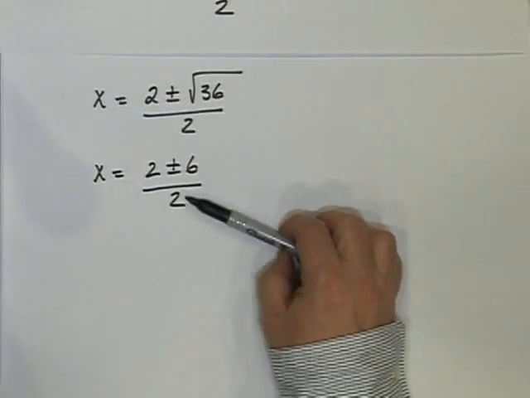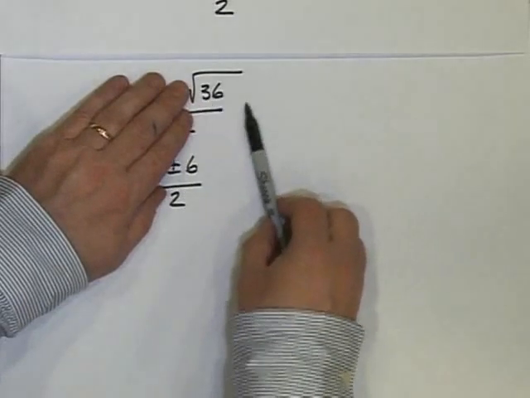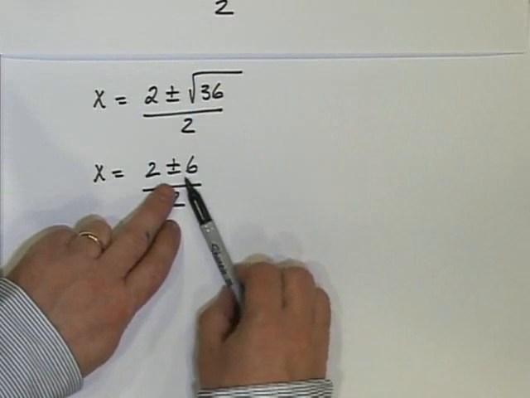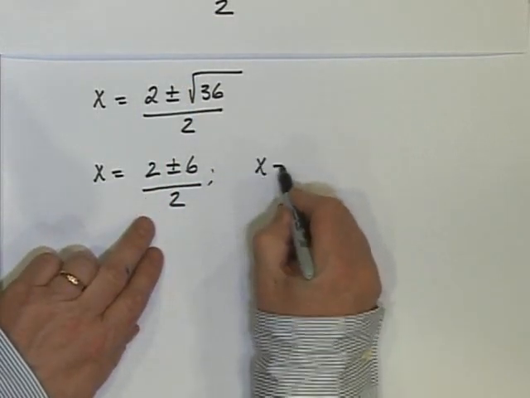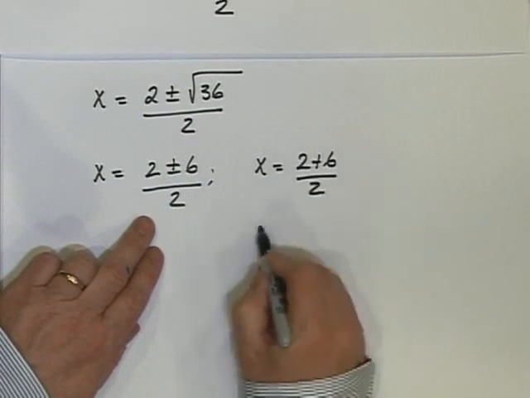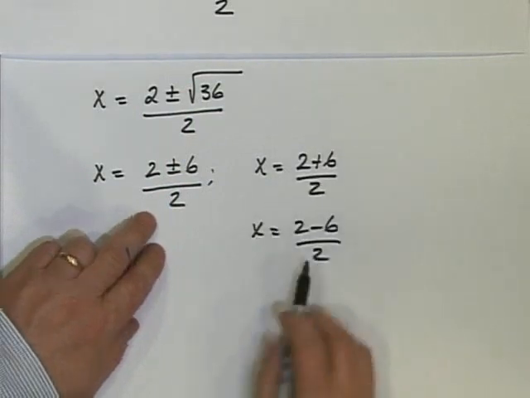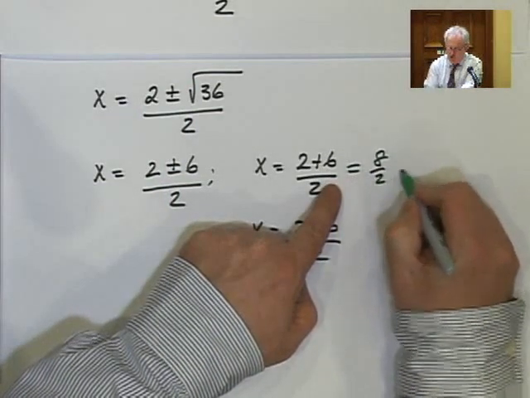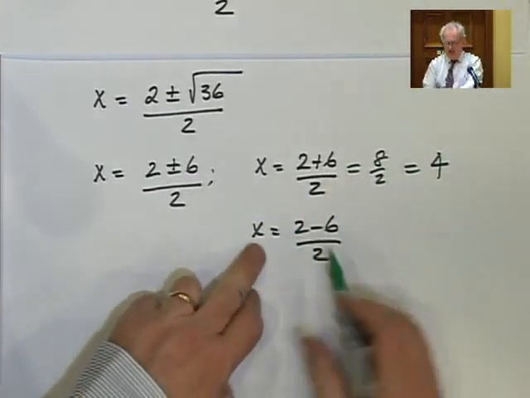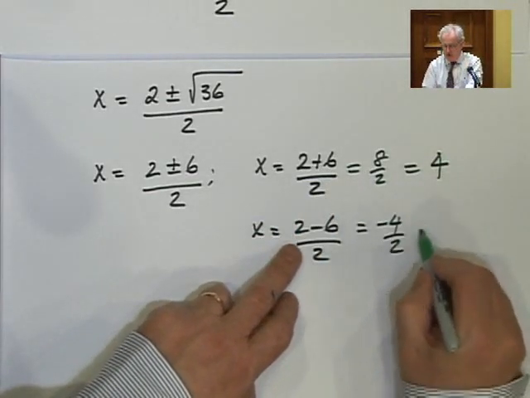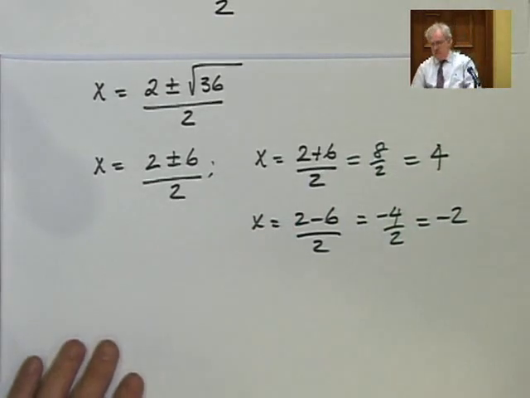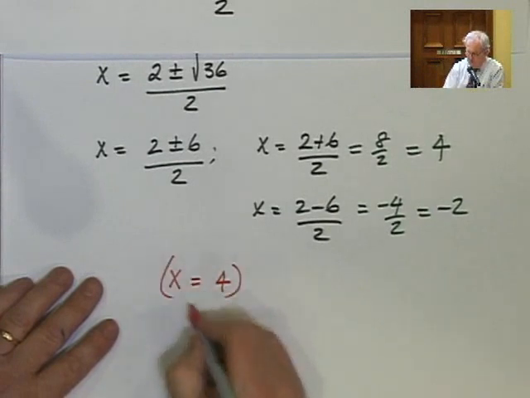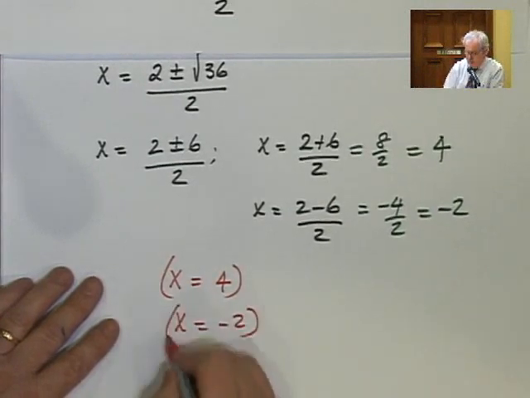The reason the plus or minus exists is that when you take the square root of 36, it could be plus or minus 6. And that's why we wanted that there. So let's take the first option. X is equal to 2 plus 6 over 2. X is equal to 2 minus 6 over 2. Well, 2 plus 6 is 8 over 2, which is 4. X here is 2 minus 6, which is minus 4 over 2, which is minus 2. So the answers have turned out to be x equals 4 and x equals minus 2.